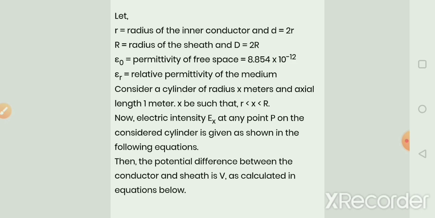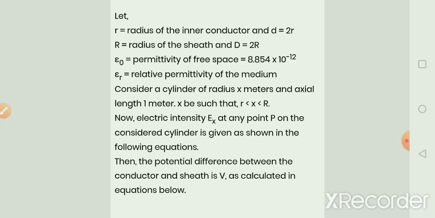Okay, so epsilon 0, you know very well, is the permittivity of free space. The epsilon 0 value is 8.854 into 10 to the power minus 12, which is fixed. It is a constant, and epsilon r is the relative permittivity of the medium. So consider a cylinder of radius x meter and an axial length of 1 meter, where x is greater than small r and less than capital R.